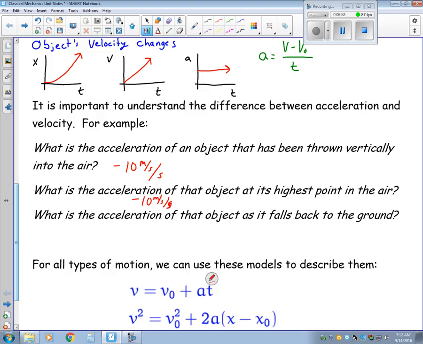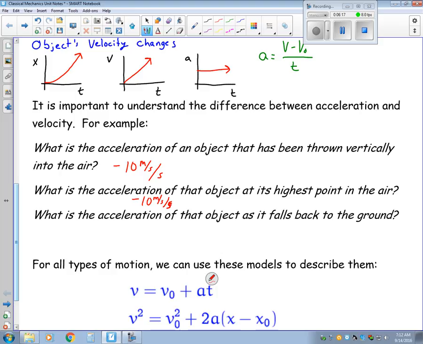And that should make sense, because just because something is stopped doesn't mean its acceleration is 0. Acceleration is a changing velocity. So if the acceleration were 0 at the very top, then its velocity would never change and it would stay up there, it would hover. And obviously that doesn't happen.